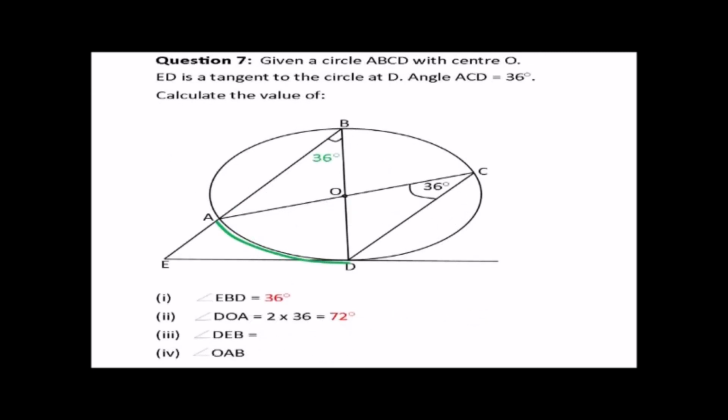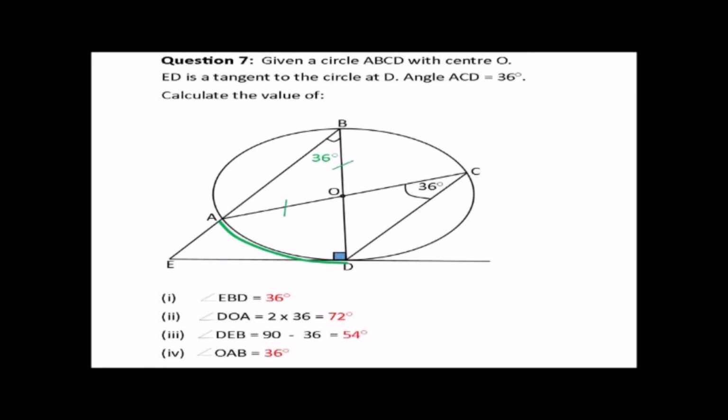Okay, question 7. Number 1 is 36. Angle subtended from the same arc. Number 2 is 72. Angle DOA. And again, I worked 1 and 2, and then you would have to look at the other slide for 3 and 4 so as not to confuse you. So the angle in the center is DOA, so that's why it's 72, twice the angle at the circumference.